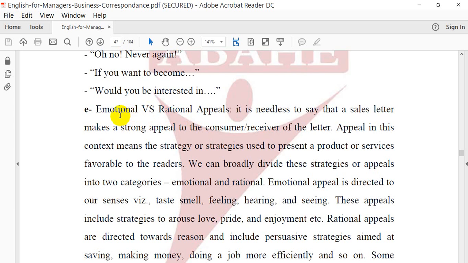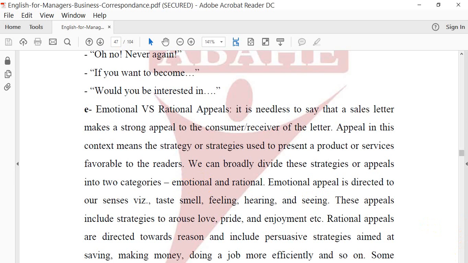We can say it in Arabic, emotionally, عاطفيا, and rational, عقلانيا. How to write your sales letter? For example, if you write it emotionally, you will use some words that deal with the heart, deal with emotions, how to persuade the reader emotionally. But sometimes it doesn't function with all products. It doesn't function with all products.